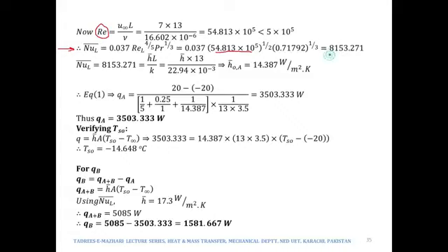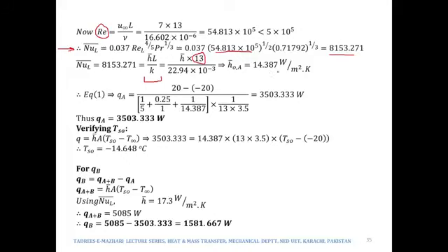So the Nusselt number would be 8153, and upon equating it to HL over K, again it would not be the local convective coefficient, rather it would be the average convective coefficient over the entire 13 meters length of room A. So that is why L is taken as 13 meters over here. So we get HA as 14.3.